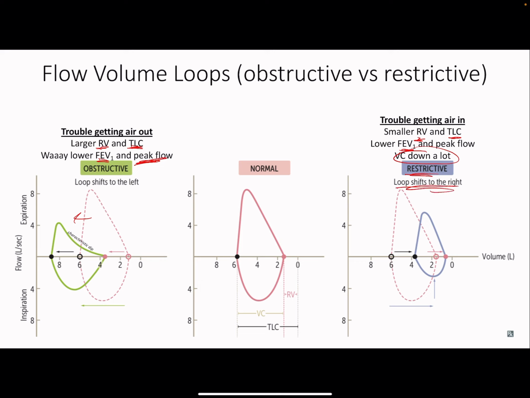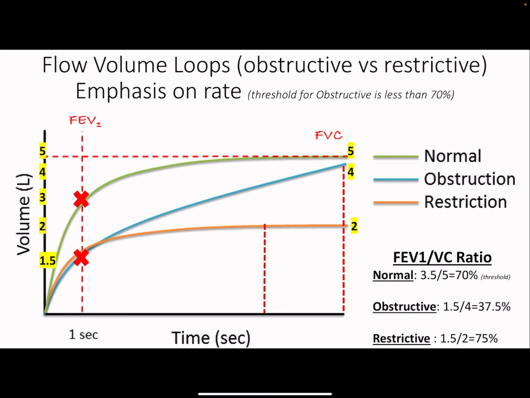We can consider a restrictive a shift to the right. Also notice that for the obstructive, we have this little characteristic dip that you should be able to identify just by eyeballing it. So for the flow volume loops, for obstructive versus restrictive, again, this is focusing on rate.